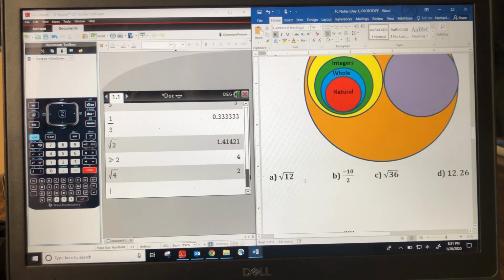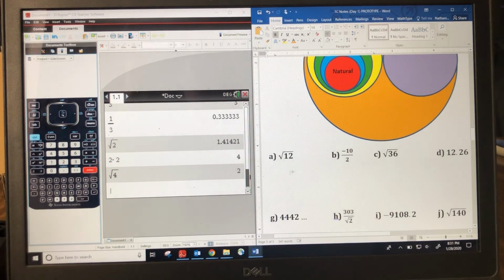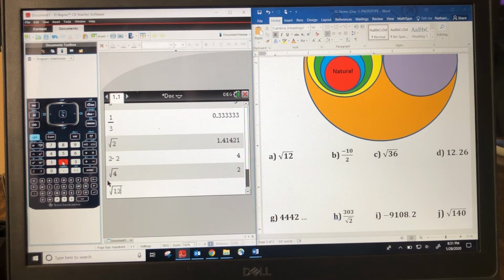So I'm trying to look at some of these. Now, the square root of 12. Well, let's take a look at the square root of 12. We'll take the square root of 12 in our calculator here. So take a guess whether or not you think this is going to be rational or irrational.